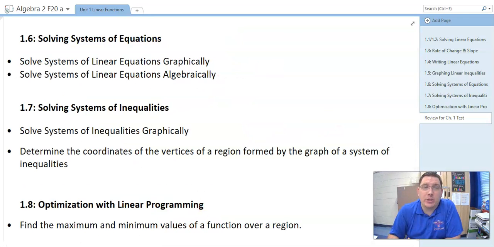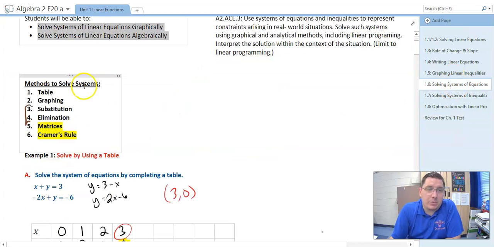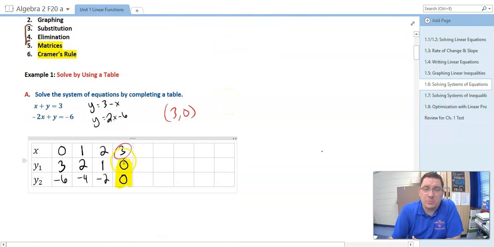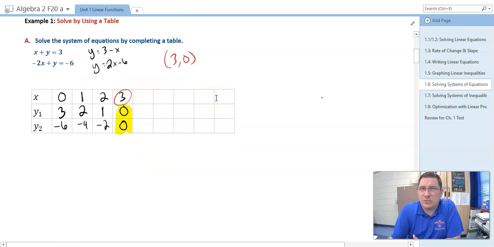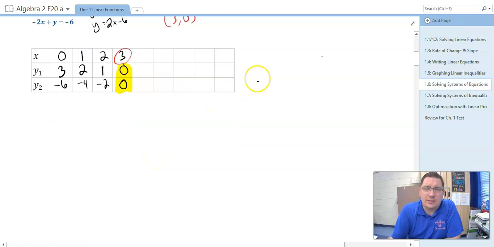So in section 1.6, we looked at solving systems of equations, and we looked at how to do that both graphically and algebraically. And algebraically means that we did it with substitution and elimination. And so let's look at section 1.6. Remember we talked about all the different methods, and we talked about how matrices and Cramer's rule would be methods that we'll look at later on. We could solve with a table, but a table's really not an effective method. It is if the values are very easy and the solution's very easy to get to.